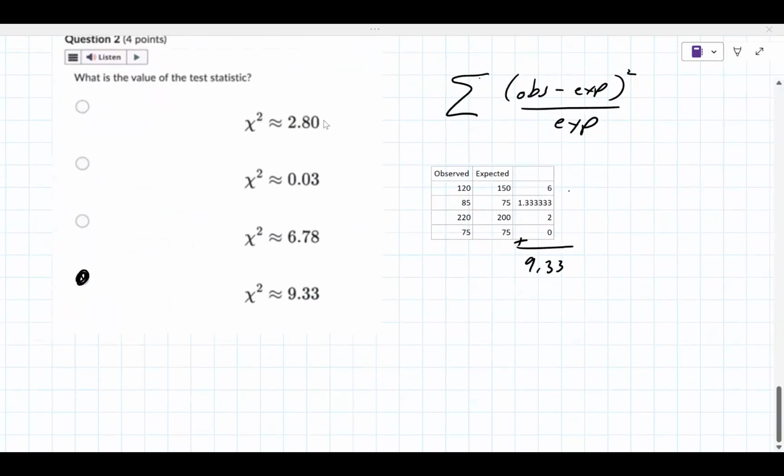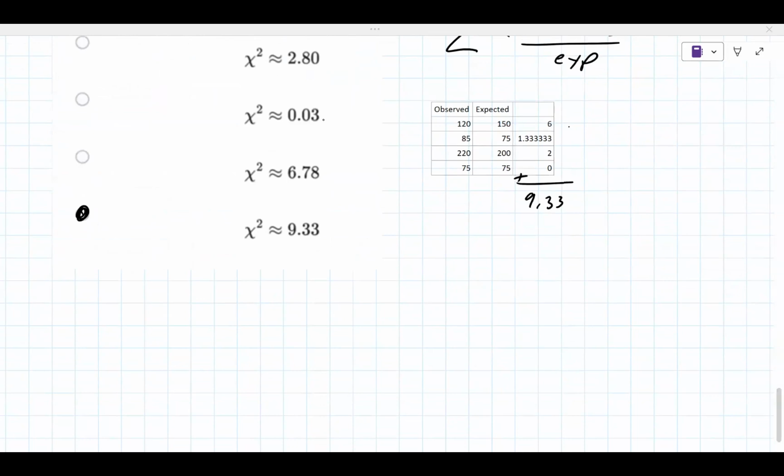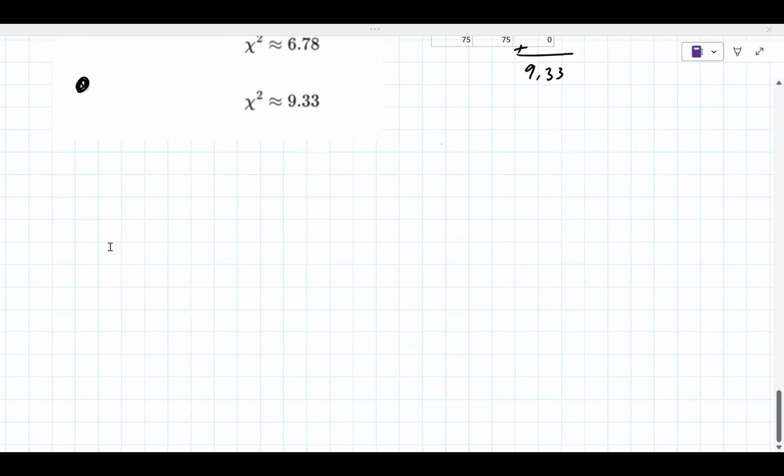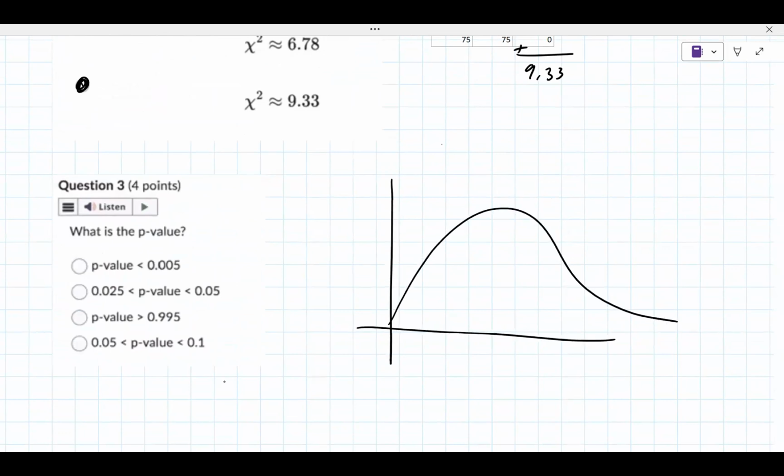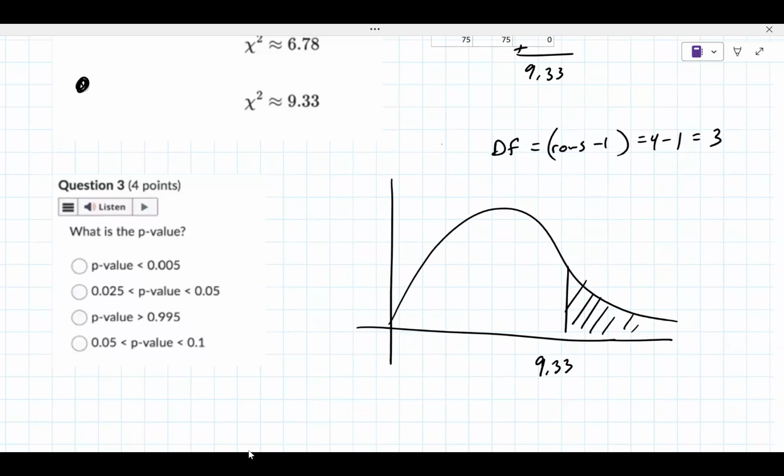All right, so the next thing here is to find the p-value for question three. The chi-square distribution has this shape, like that. So you've got a 9.33, and we're finding the area over here. The degrees of freedom is the number of rows minus one. In this problem you have 4 rows, so degrees of freedom is 3. So you just have to find your favorite chi-squared calculator.